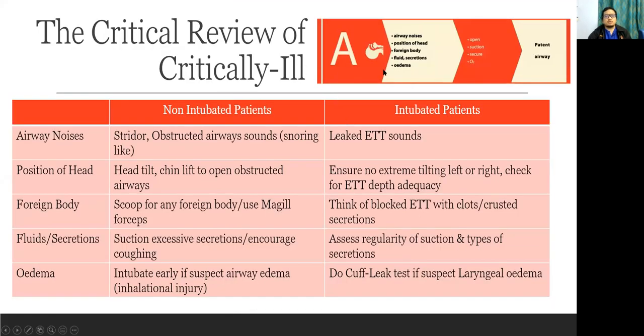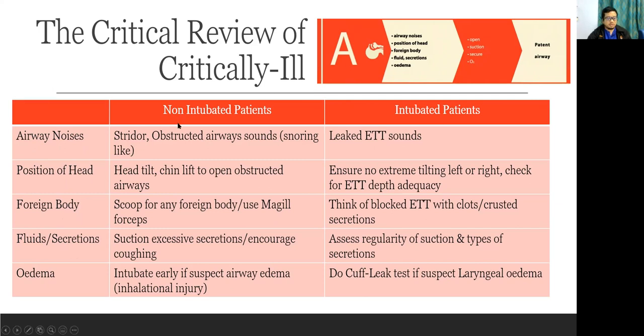Okay, so we go to the A. A represents airway. So when you talk about airway, you have to look into several aspects. Number one is the airway noises. Second is position of head, foreign body, fluid secretion, and also edema. So I explain and divide into two, which is non-intubated patients and intubated patients.